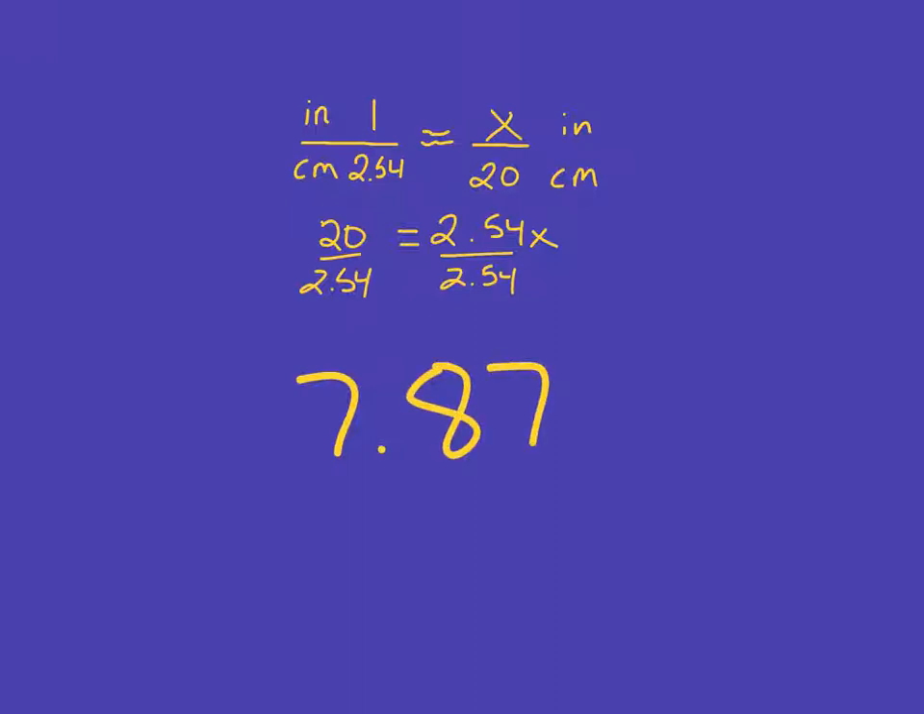7.87 inches. About. Not perfect, but about. So either way, either using the proportion, method 2, or using the conversion, method 1, either way will get you to the right spot. A little practice with both will help until you find the method that you prefer.